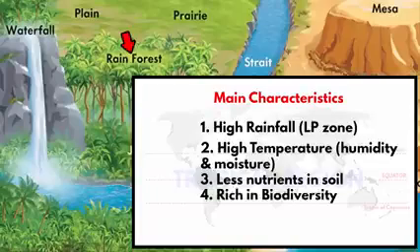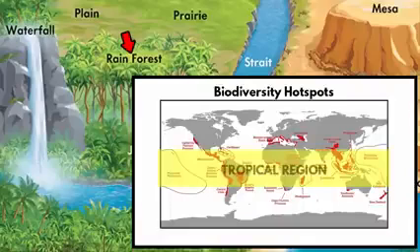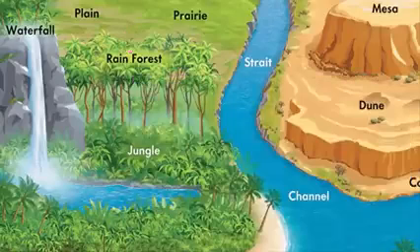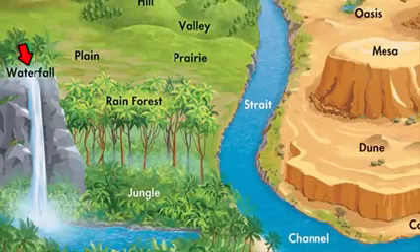And the last point is, the equatorial region is rich in biodiversity. That is why most of the biodiversity hotspots are located in the tropical region. And the meaning of the word biodiversity is a high level of existence in the variety of plant and animal life at a particular place. The next one is waterfall.